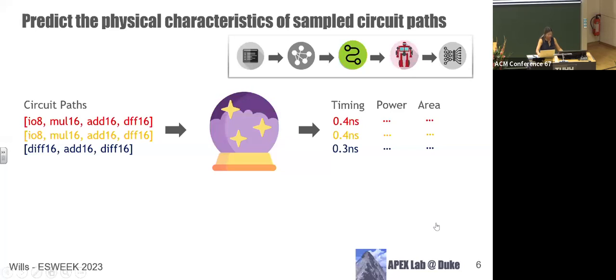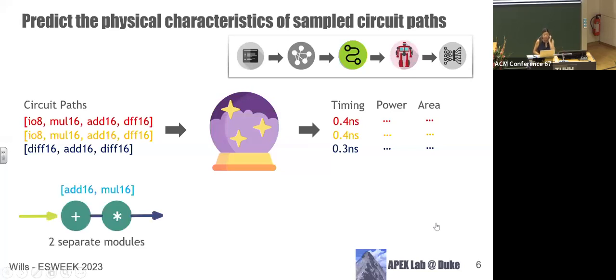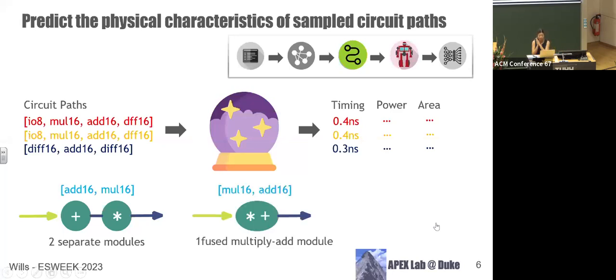Well, for example, if there is a path that contains a 16-bit adder followed by a 16-bit multiplier, the synthesis tool chain is going to synthesize this into what? Two separate modules, okay? Which is an adder followed by a multiplier. However, if we have another circuit path that is a multiplier followed by an adder, the synthesis tools are smart. So what they're going to do is synthesize this into one fused multiply add module. So now a linear regressor is going to count the number of vertices and the types, and it's going to say these two paths are exactly the same. So I'm going to predict them with the same area, power, and timing, when in reality, it's not accurate, right?